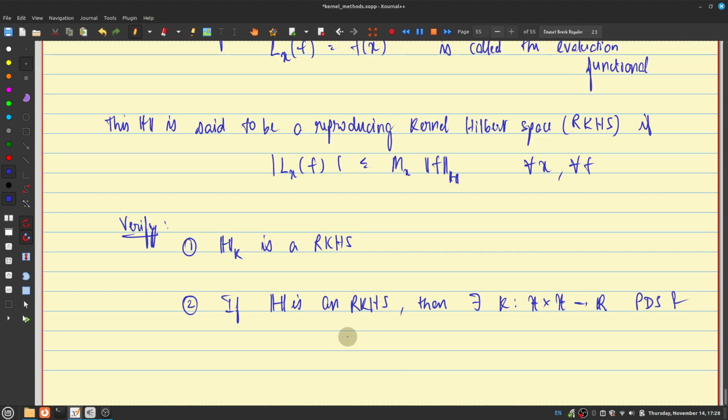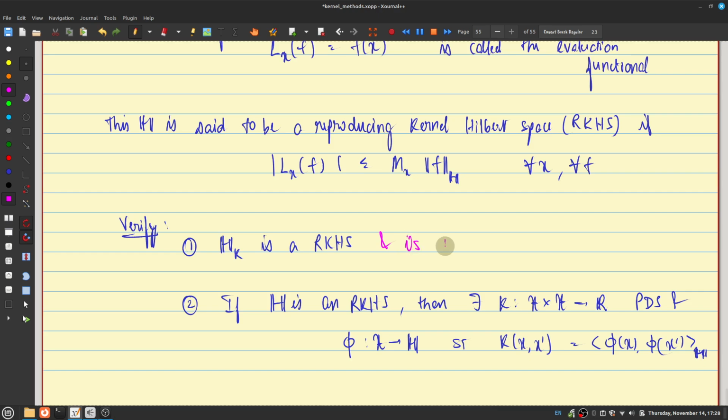and a map phi from X to H such that K of x comma x prime is equal to the inner product between phi of x and phi of x prime, where this inner product is the one defined by the Hilbert space. And moreover, as it turns out, for a given K, this is unique. So for a given K, there exists a unique reproducing kernel Hilbert space.